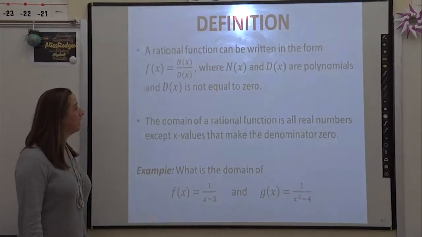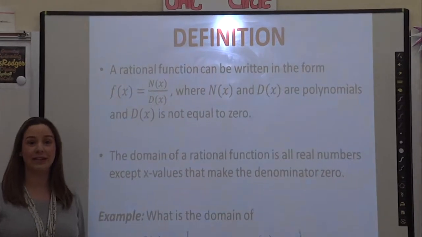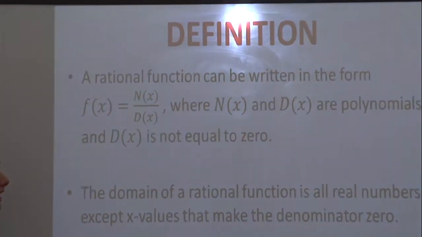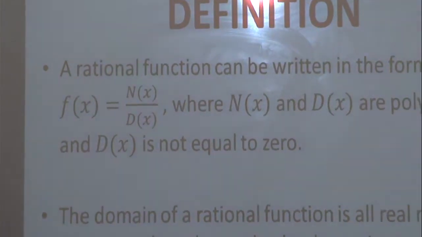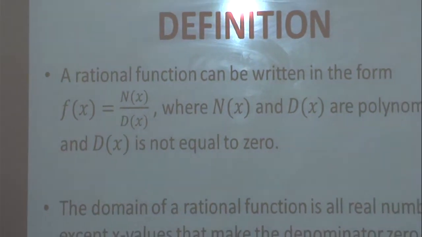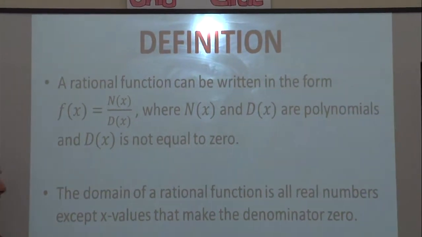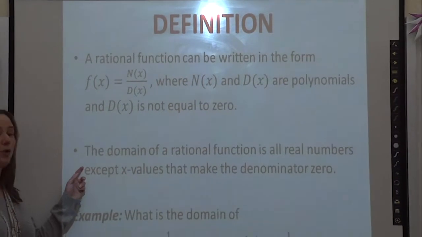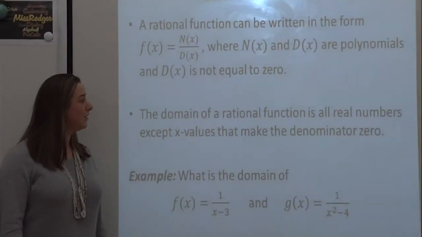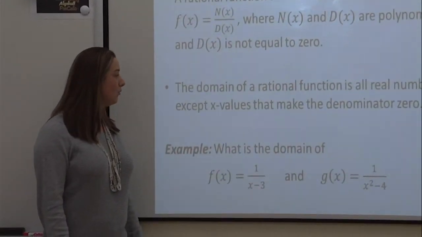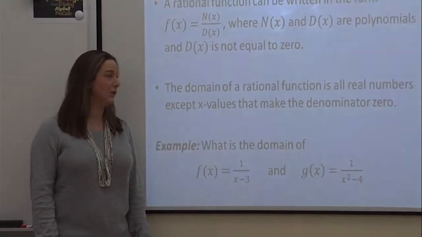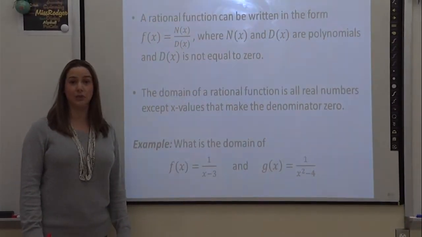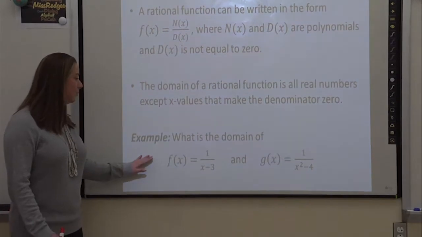A rational function can be written in the form f of x equals n of x over d of x, where n of x and d of x are both polynomials and d of x is not equal to 0. So we want to think about the domain of a rational function. The domain of a rational function is all real numbers except x values that make the denominator equal to 0. So let's take a look at two examples.